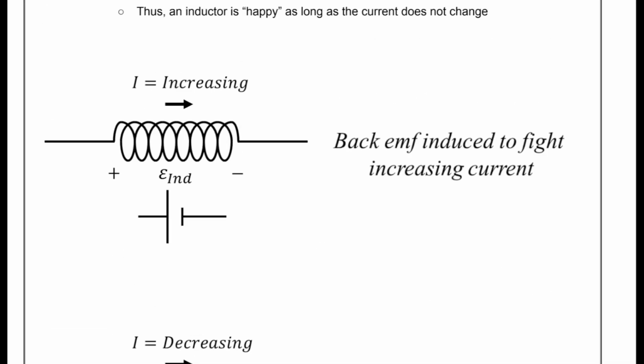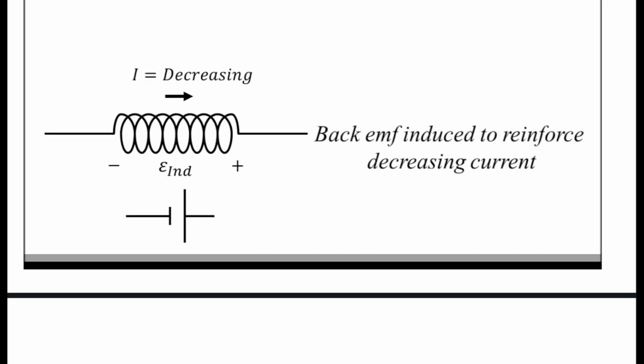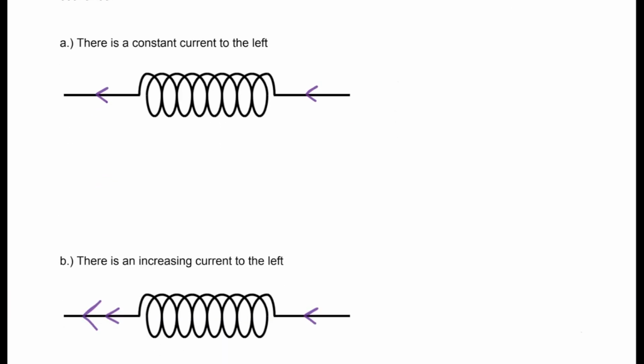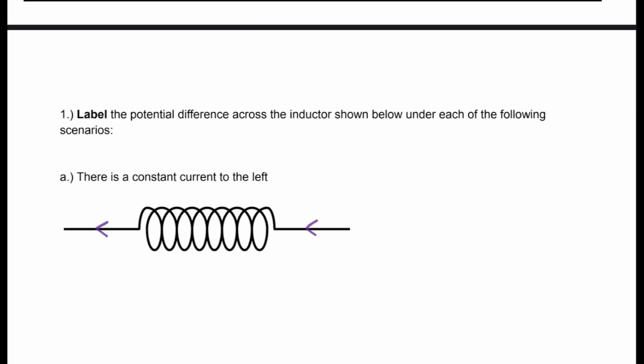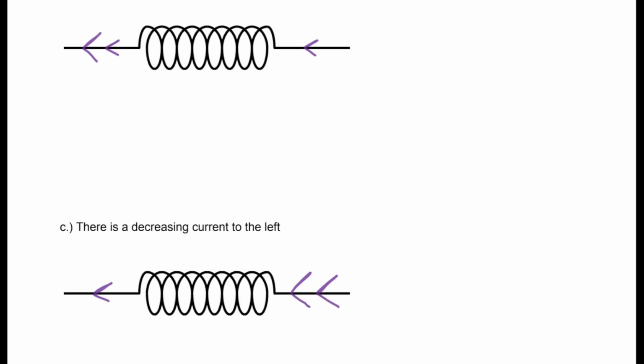So here, if the current was increasing to the right, there would be an EMF induced to try and generate a current in the opposite direction to fight that change. And similarly, if we had a decreasing current to the right, the inductor would work as a battery to try and restore that current to its former magnitude. So we'll look at the direction of the potential difference in each of the following cases, where we have a constant current to the left through an inductor, an increasing current to the left through an inductor, and a decreasing current over time.